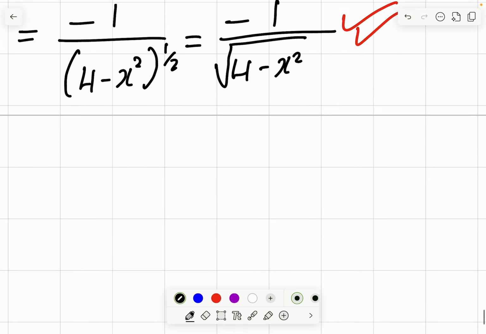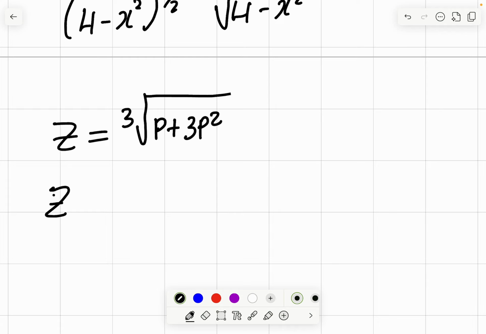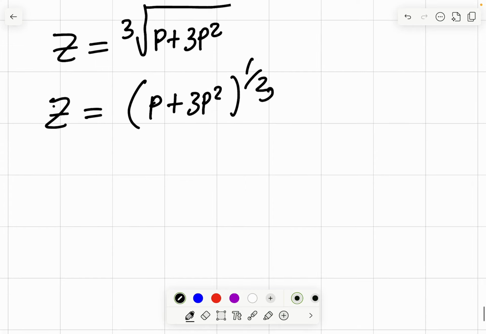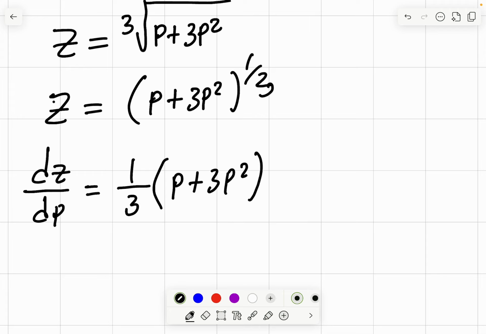So I'm going to have z equals 3 square root of p plus 3p squared. So I'm going to simplify that before. It's the same as p plus 3p squared to the power 1 over 3. So when I derive, dz over dp, I drop the 1 over 3. I have p plus 3p squared. I subtract 1 from 1 over 3. When I subtract 1, it is the same as when I subtract 3 over 3.